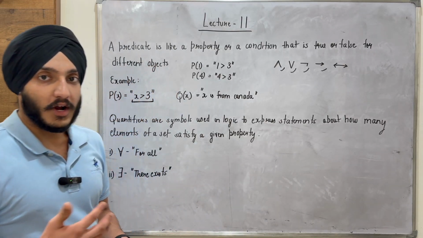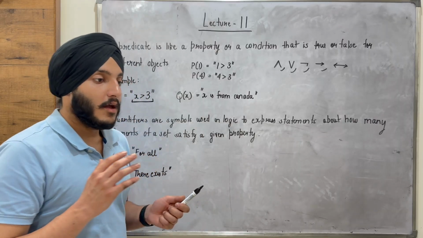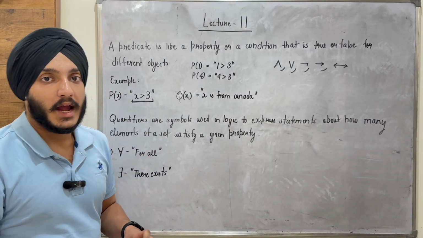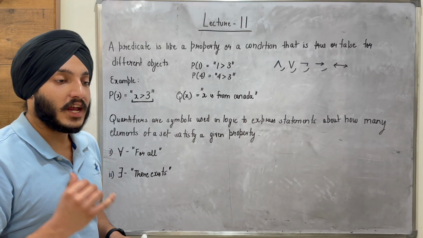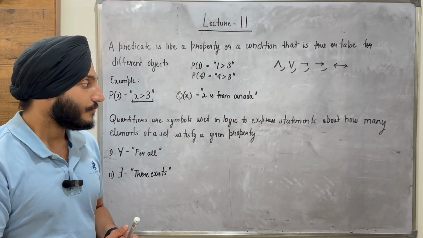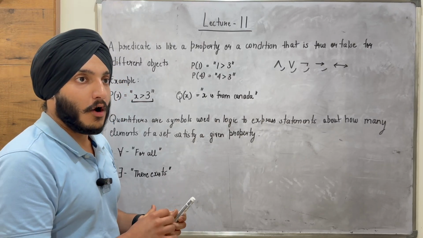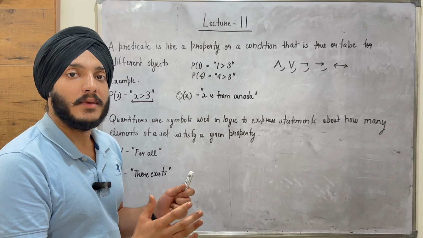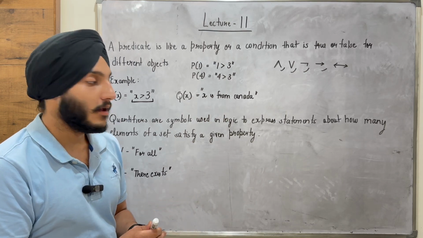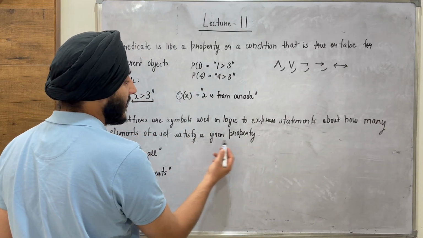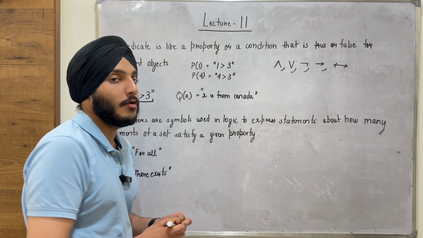In a lot of conditions that we check, for example when I'm writing code or making some kind of program, it is probably the case that I'm checking a lot of conditions. It could be that I'm checking that condition for all the elements that I have, or maybe I'm checking it for a single element. So basically, how many elements of a set satisfy a given property. Now, this property could be anything.